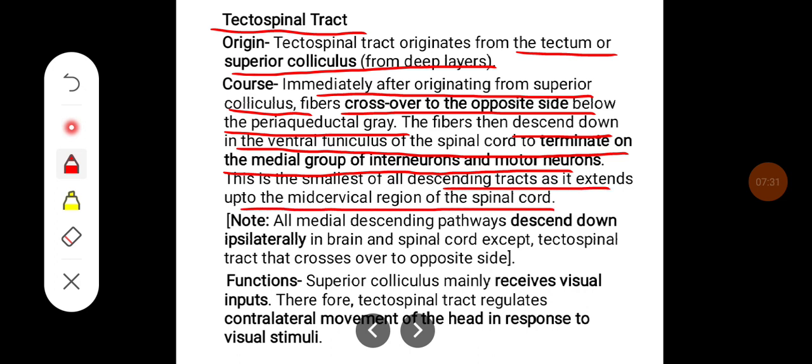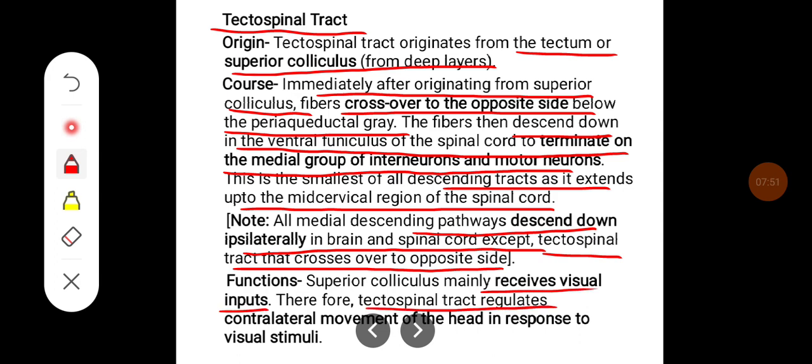the spinal cord. Note all the medial descending pathways descend ipsilaterally in the brain and spinal cord except the tectospinal tract, which crosses over to the opposite side. Their function is as follows: the superior colliculus mainly receives visual inputs, therefore the tectospinal tract regulates the contralateral movement of the head in response to visual stimuli.